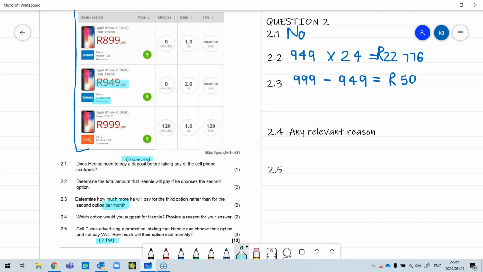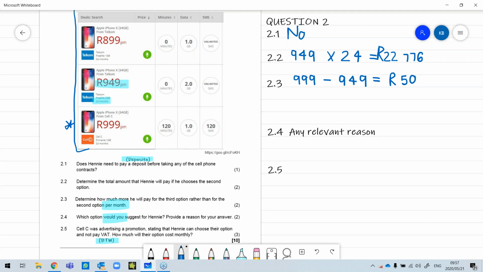Now, this is one of those fun questions. Which one would you suggest? So that means that there are many possible answers. If you motivate your answer correctly, then you will be awarded 2 marks. You can say, for example, you will choose option 3 since the number of minutes, the data, as well as the free SMSs is a lot more than option 1 and 2.